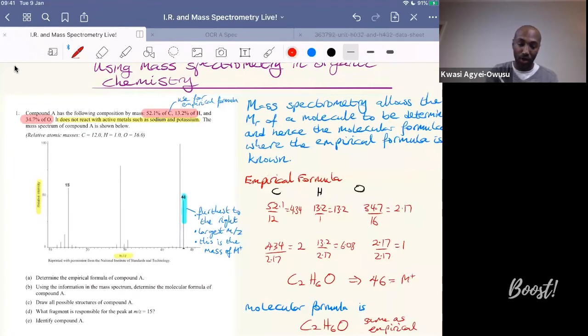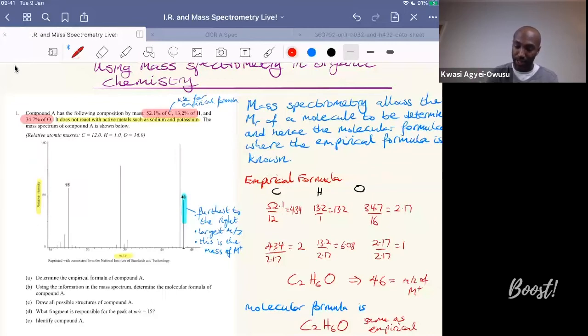Let's make that a bit clearer, and let's say that it is the M over Z of the M plus, the molecular ion. So we've got the same empirical formula as the molecular formula, and using the information in the mass spectrum, we need to suggest possible structures of compound A. So C2H6O, so 2 carbons, an oxygen, and 6 hydrogens.